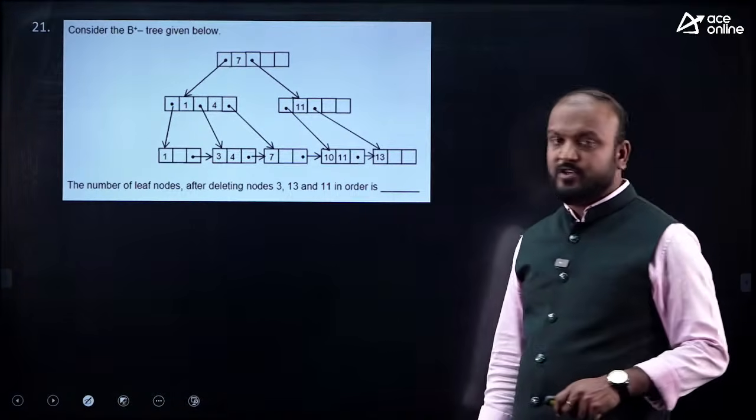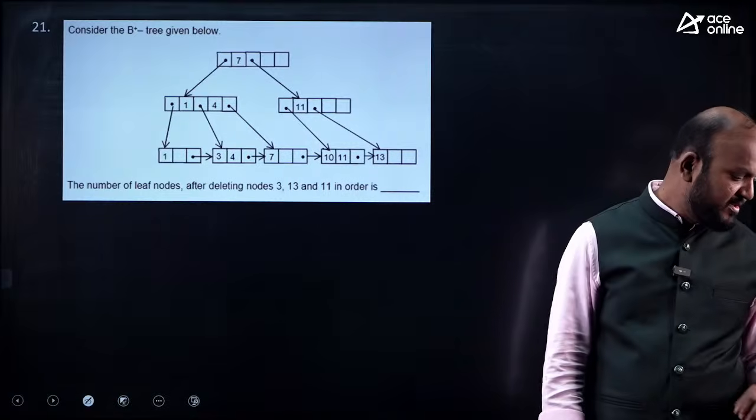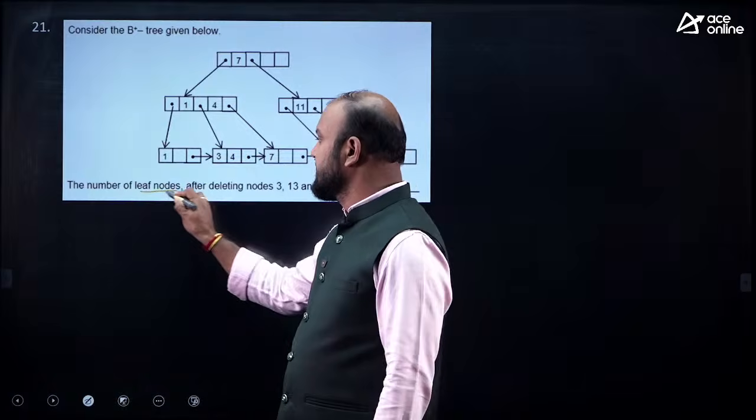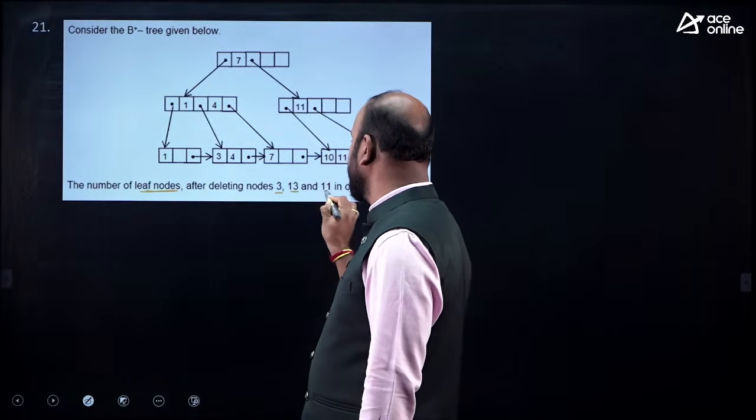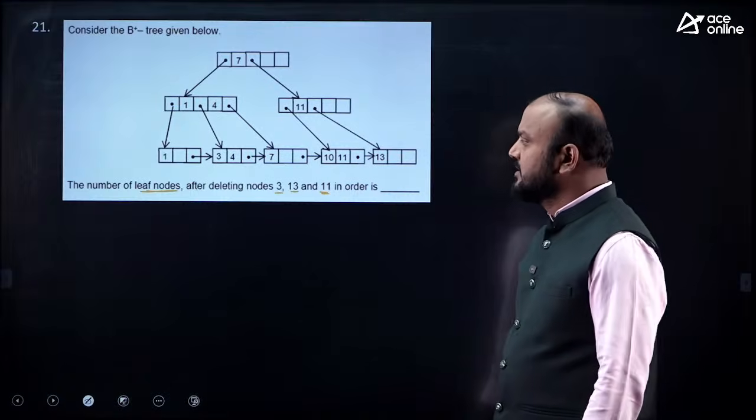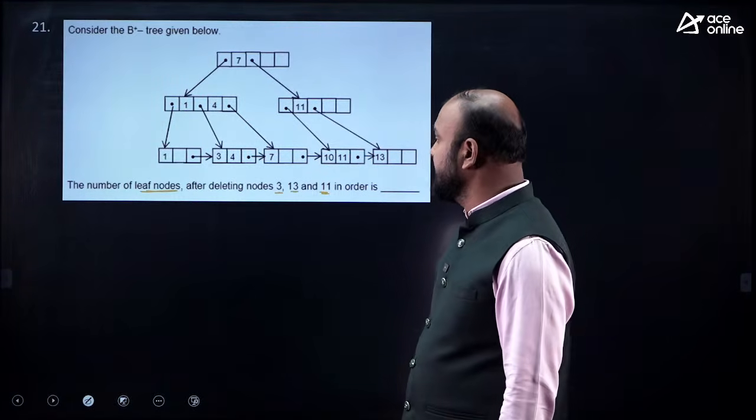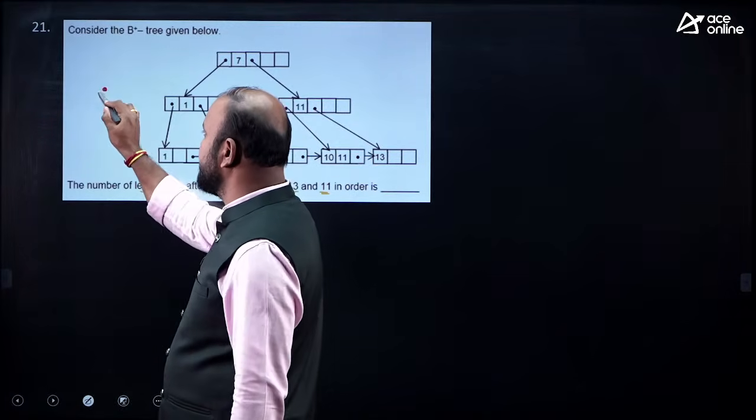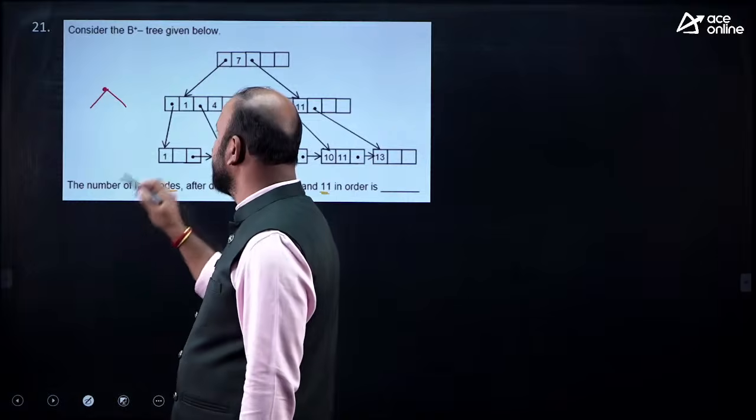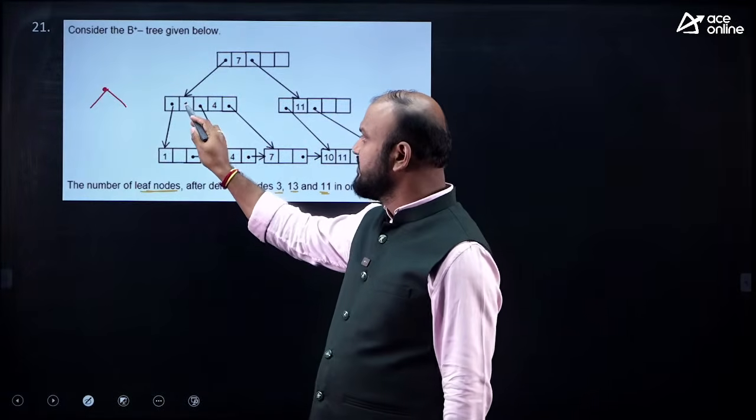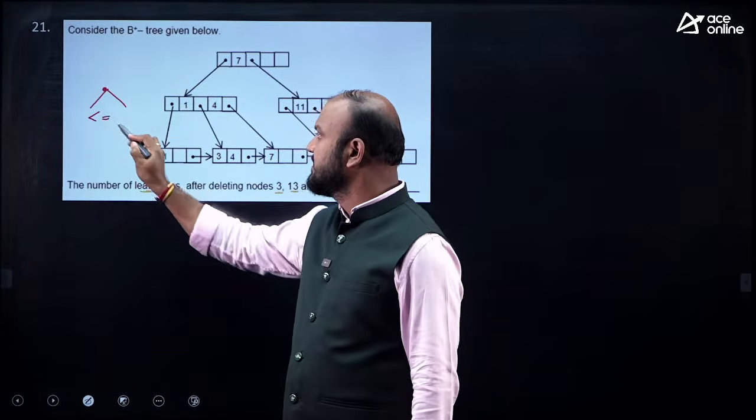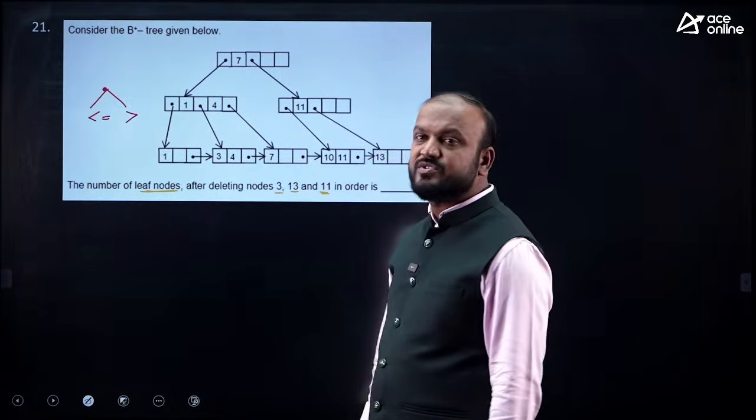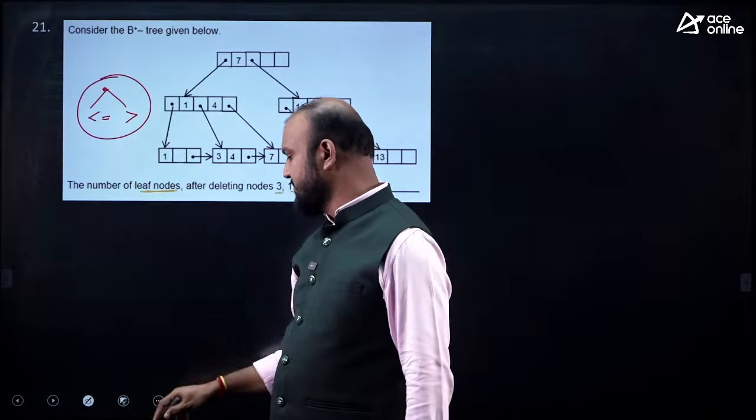Consider the B plus tree given below. This is a B plus tree given. The number of leaf nodes after deleting nodes 3, 13 and 11 in order is. Because the question is about a B plus tree, I always suggested you to check the property, whether left is less than or equal and right is greater than or equal. When you look at any node above the leaf, you can see left is 1, meaning left is less than or equal. Right is 3, 4, meaning the right is greater than. Your insertion also should satisfy this property after the insertion is completed.